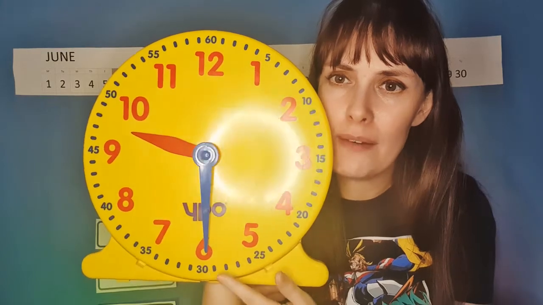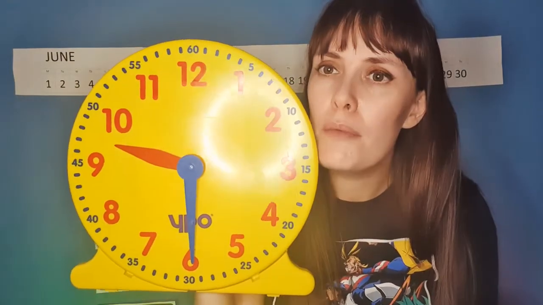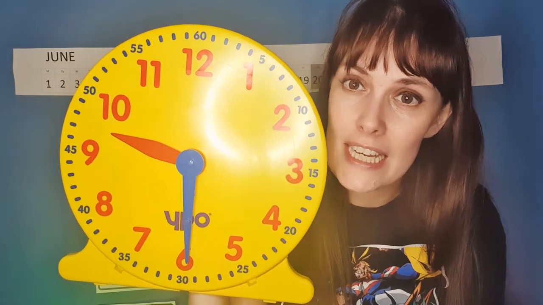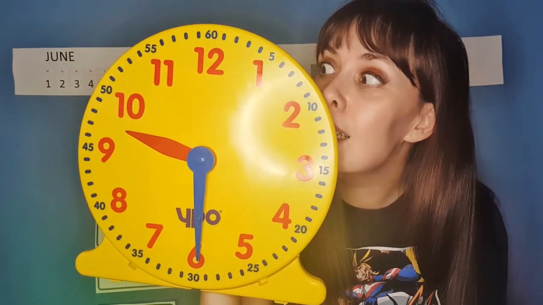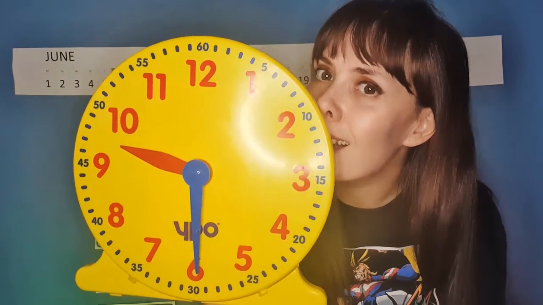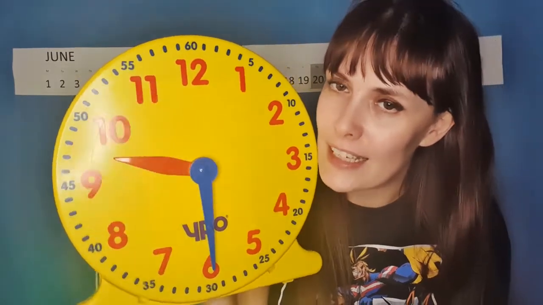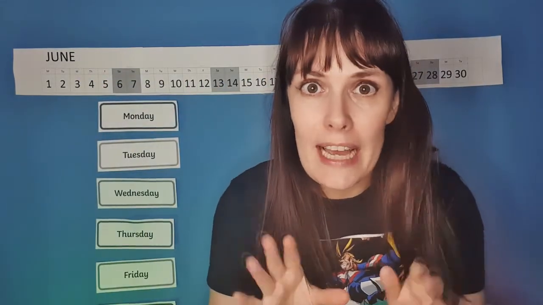Okay, half past again. We're still halfway past the clock. Which number is it half past? What time is it? 9. Okay, because it's halfway between 9 and 10. 9:30. Okay, we're going to leave it there.